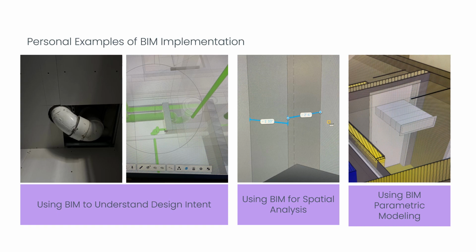Here are a few of the personal examples that we considered during our research. You can use BIM to understand design intent, such as to help understand why a pipe was below the ceiling. You can also use BIM to measure features to understand spatial analysis, and using parametric modeling would help prevent issues such as a duct running through a doorway.